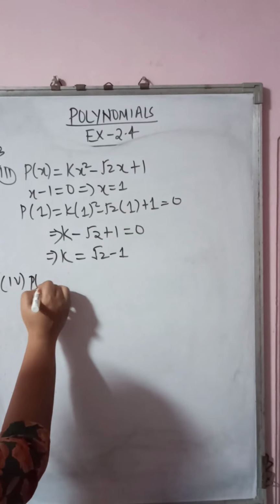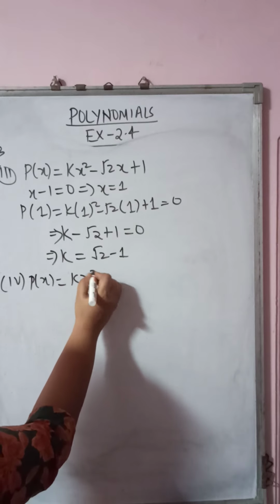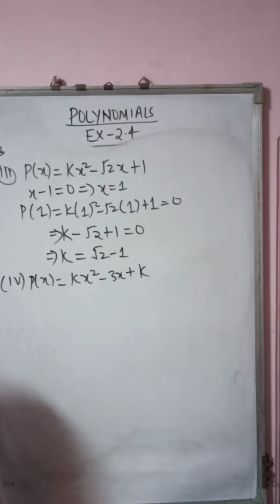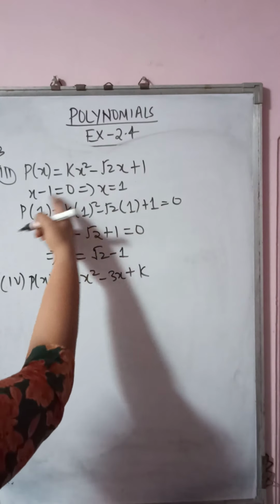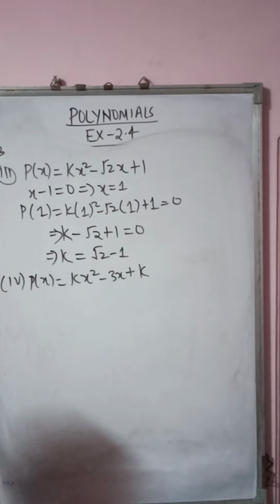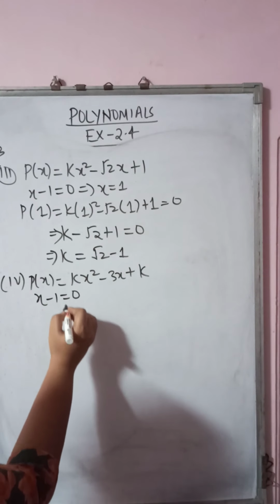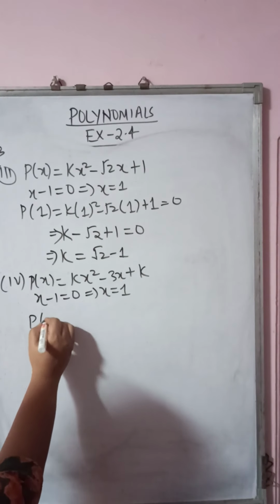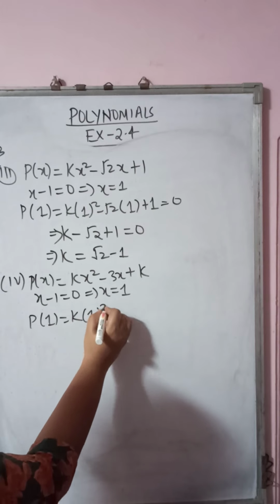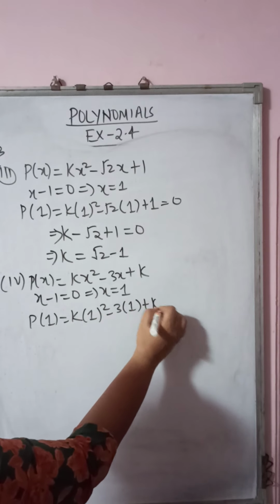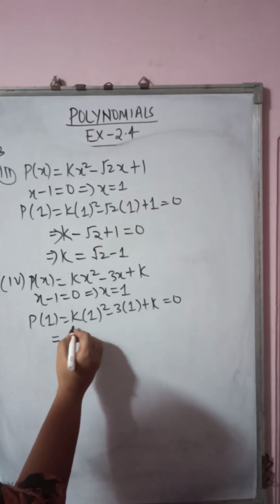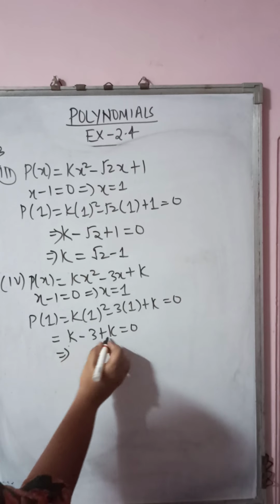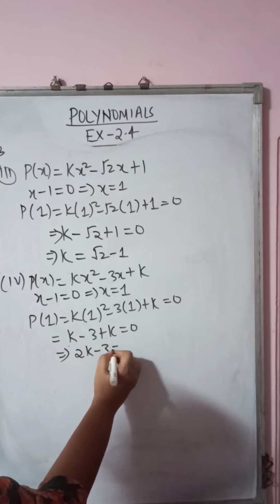Fourth part, p(x) is kx square minus 3x plus k. So again, x minus 1 is a factor, that we have to verify. So again x minus 1 is equal to 0. So this implies that x is equal to plus 1. Now put the value of x in the given polynomial. So k into 1 square minus 3 into 1 plus k and equate with 0. So what you get, k into 1 square is k, minus 3 plus k is equal to 0. So this implies that k plus k, 2k minus 3 is equal to 0.